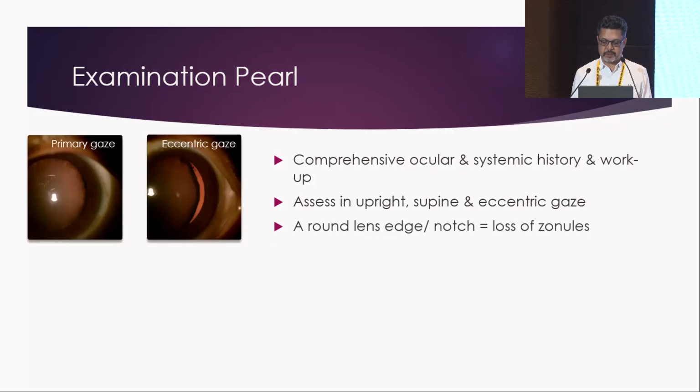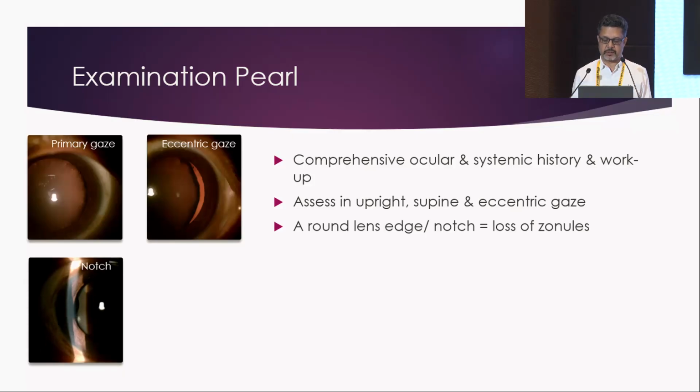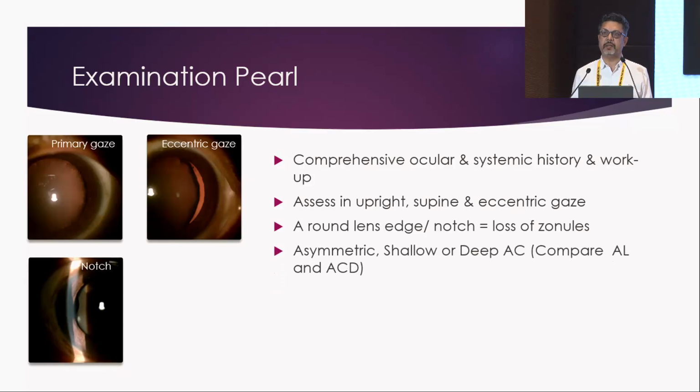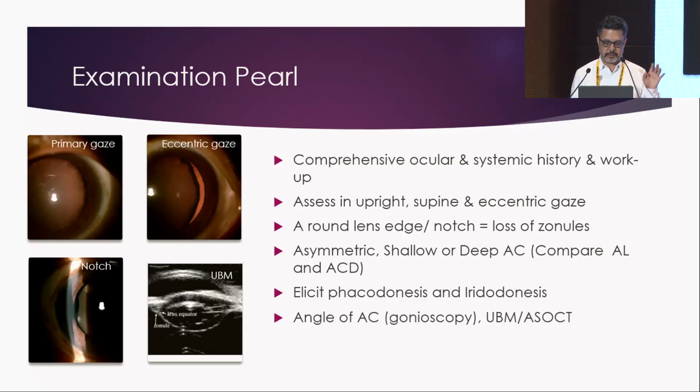And if you come across a round lens edge or notch, this shows the absence of zonules. And then the depth of anterior chamber is very important. You always correlate anterior chamber depth with the axial length. If there is a very shallow AC or a very deep AC, this signifies compromised zonules. And if phacodonesis is obvious, it's okay. But if phacodonesis is not obvious, try to elicit it. It's usually more clear in dim light and a small pupil when you don't dilate it. Or sometimes you need to do the jarring of the slit lamp, and most importantly, you can do the anterior segment OCT or a UBM. That will also help.